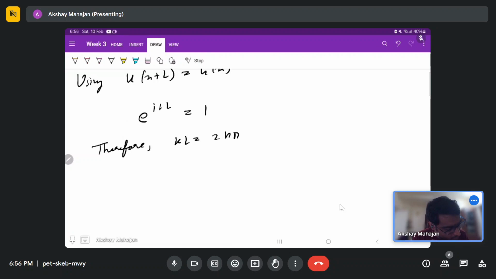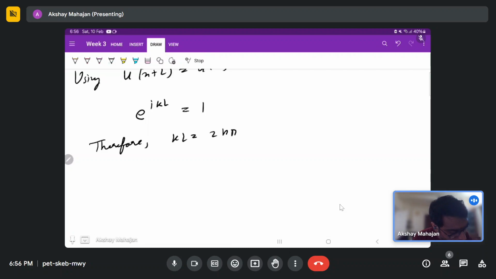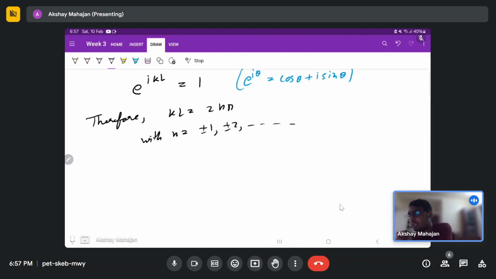You must know this, and you can use it if you have any doubt: e to the power iota theta is equal to cos theta plus iota sin theta. So you can put theta equal to 2n pi, and then e to the power iota theta will be equal to 1. That's why theta has to be 2n pi, or we can say kL is equal to 2n pi, with n equal to plus minus 1, plus minus 2, and so on. It could be any of these integers.